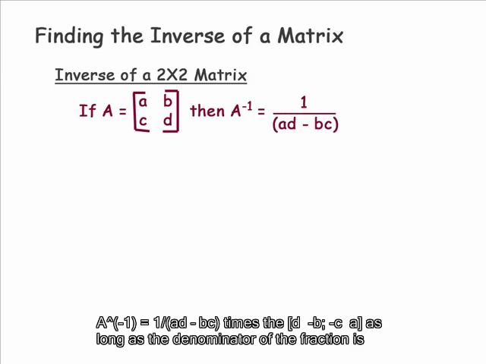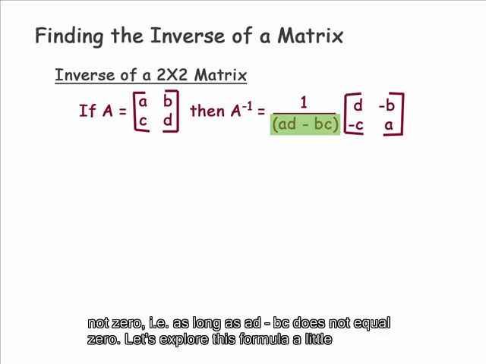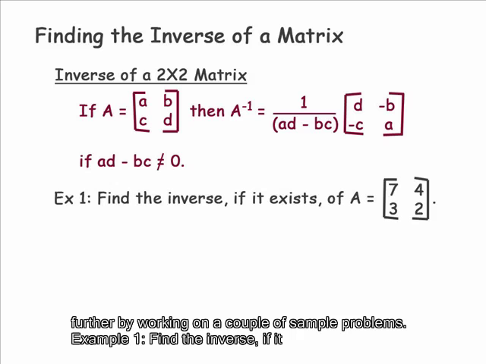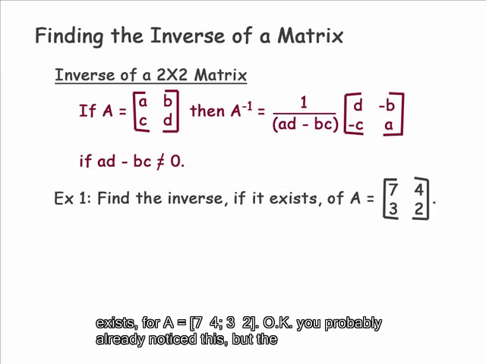quantity AD minus BC, end quantity, times the matrix row 1 D negative B, row 2 negative C A, as long as the denominator of the fraction is not 0, i.e., as long as AD minus BC does not equal 0. Let's explore this formula a little further by working on a couple of sample problems. Example 1. Find the inverse, if it exists, for A equals row 1, 7, 4, row 2, 3, 2.